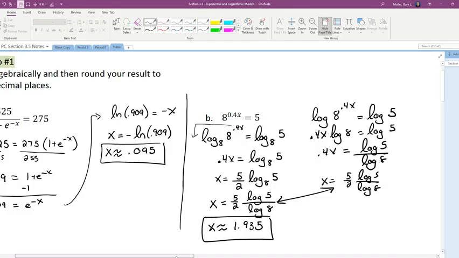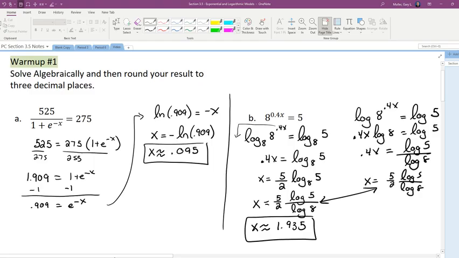All right. So today we're going to talk, I guess, really about story problems. We're going to talk about uses of logarithms.